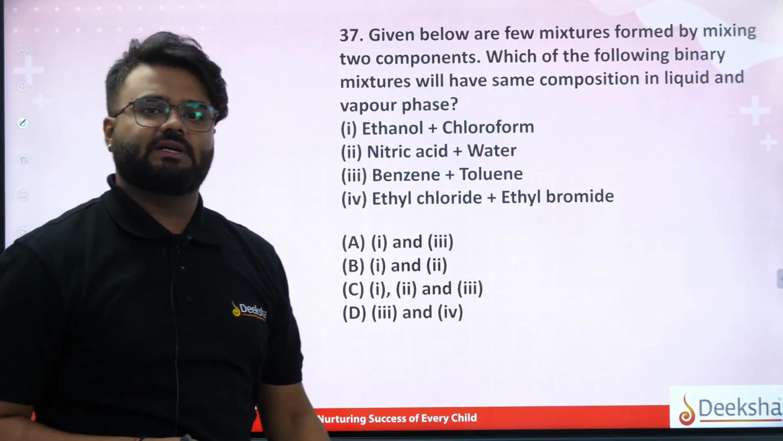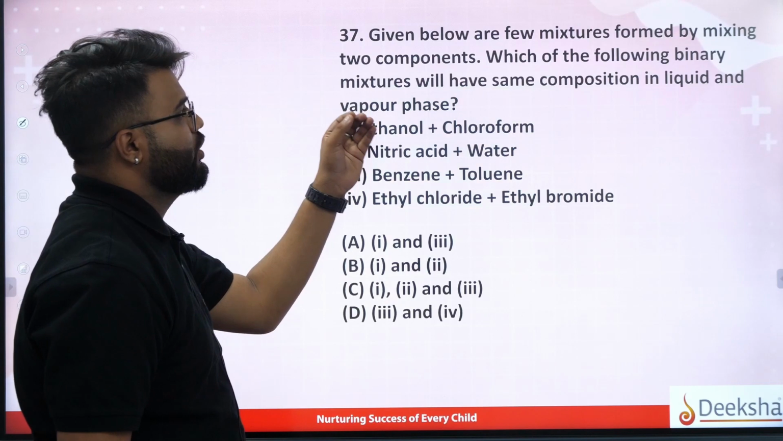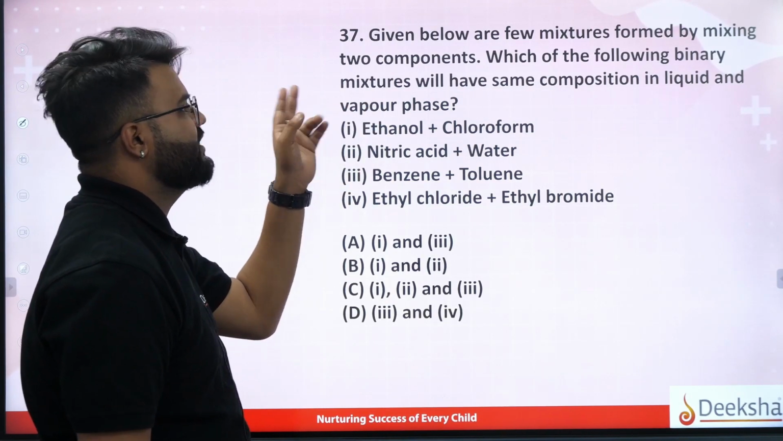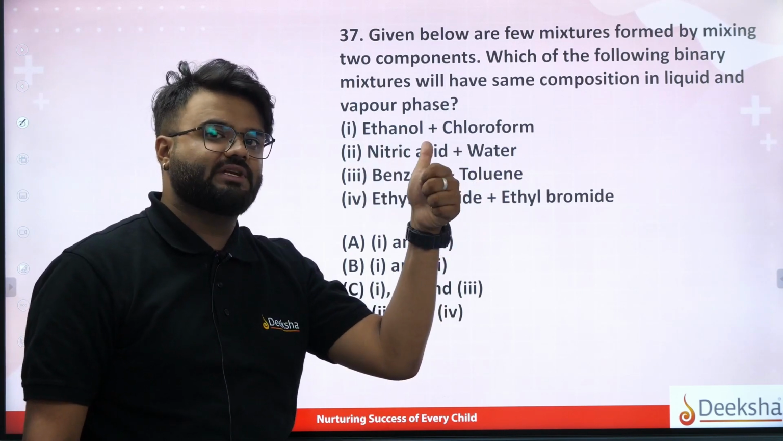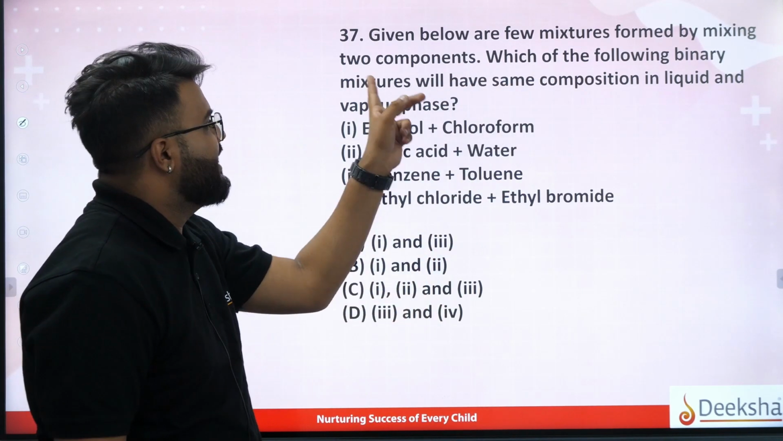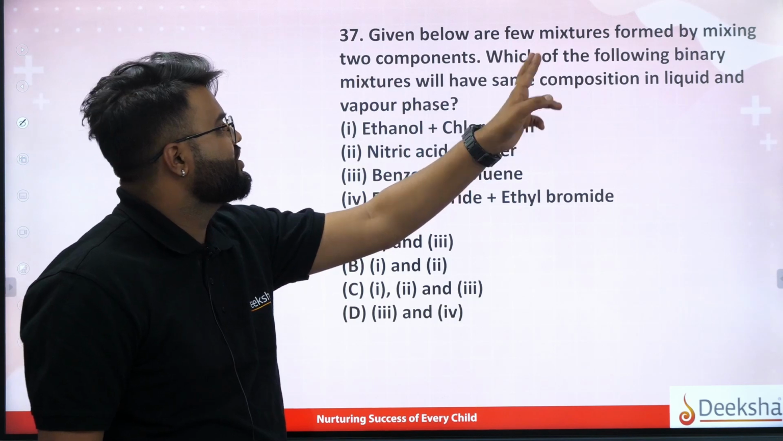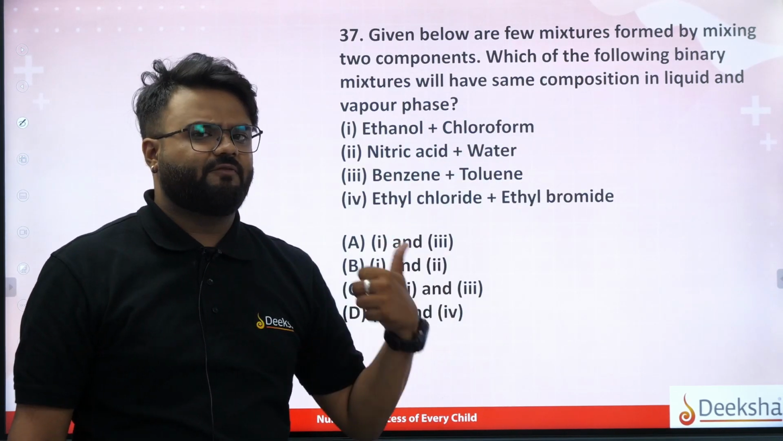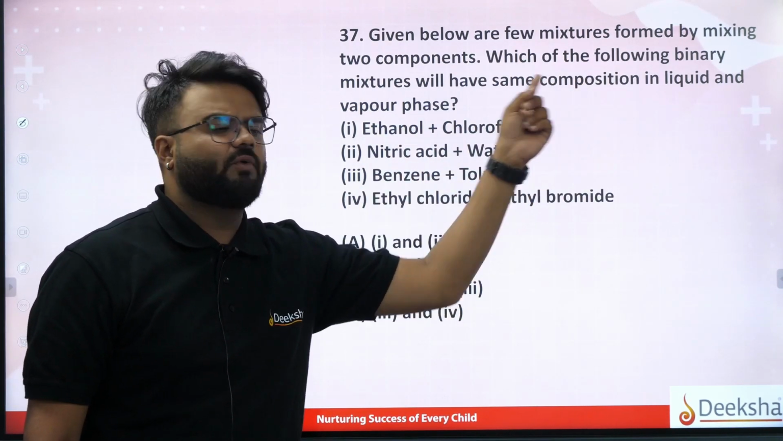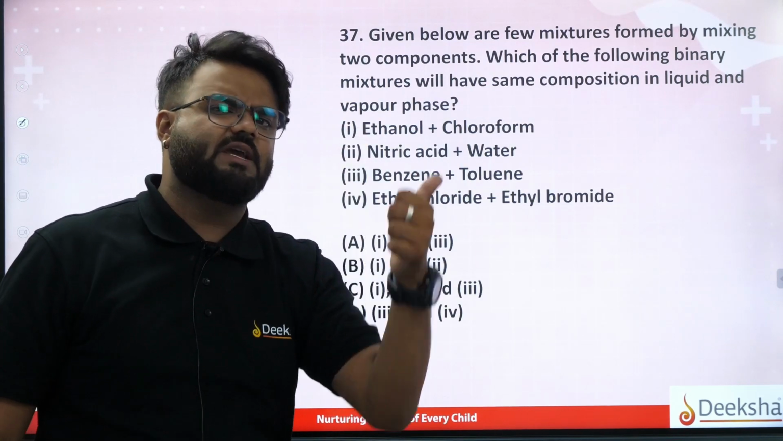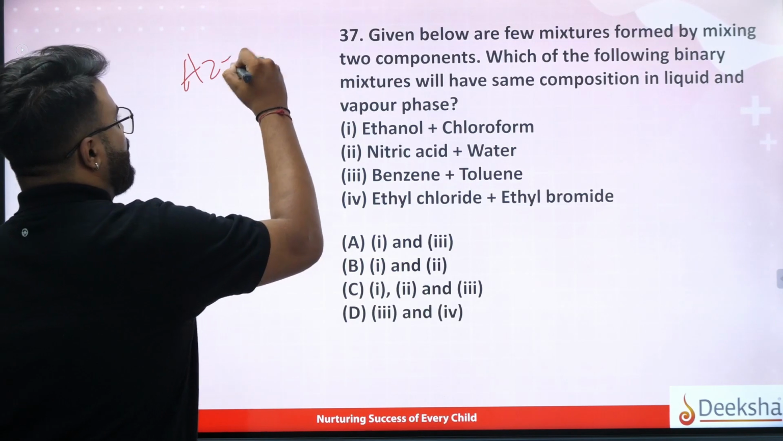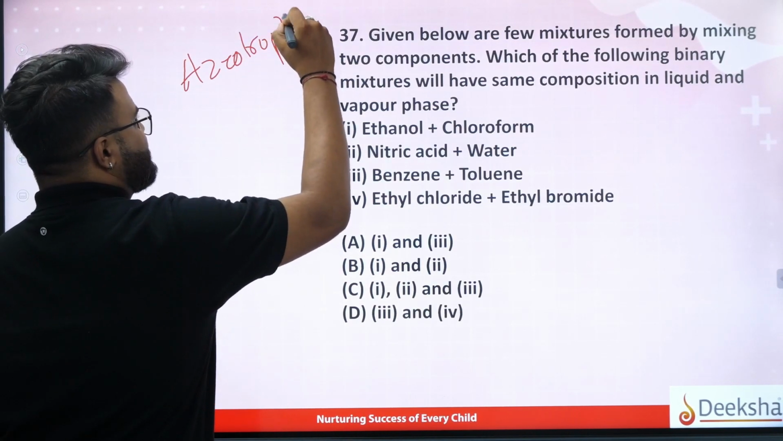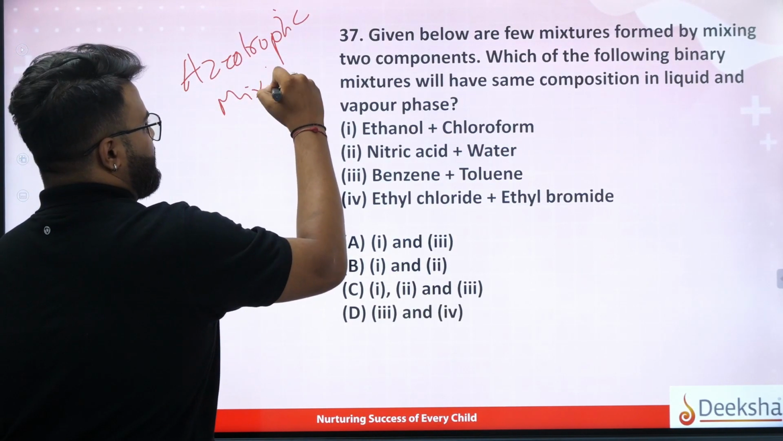Coming back to question number 37, given below are few mixtures formed by mixing two components. Now we make a mixture of two components. Which of the following binary mixtures will have the same composition in liquid and vapor phase? So we know that liquid and vapor phase having the same composition, such kind of mixture we call as azeotropic mixture.